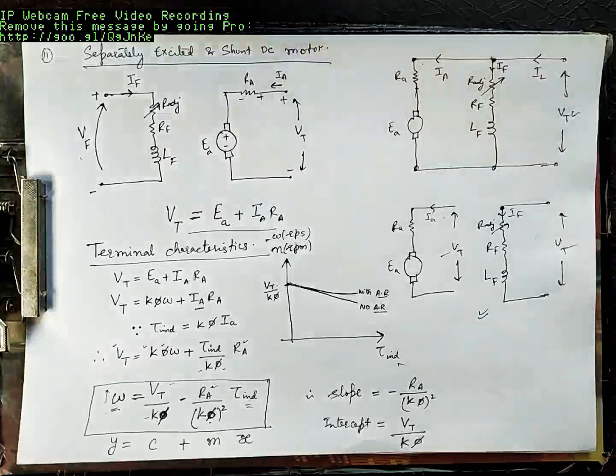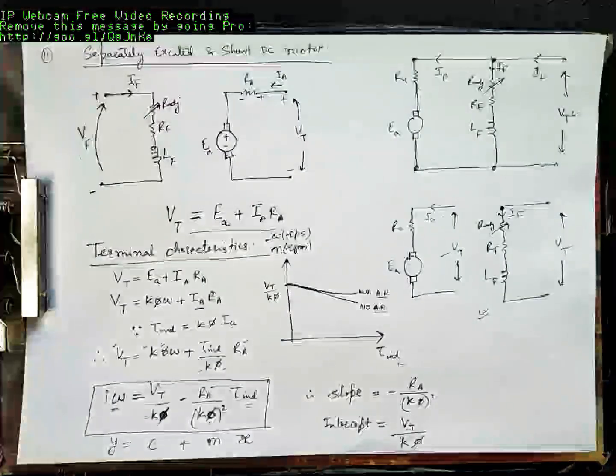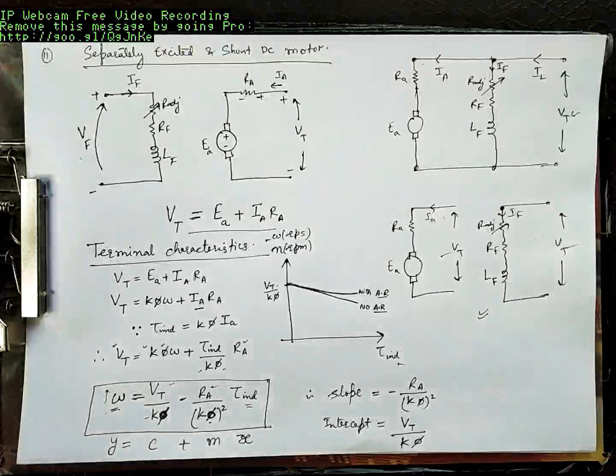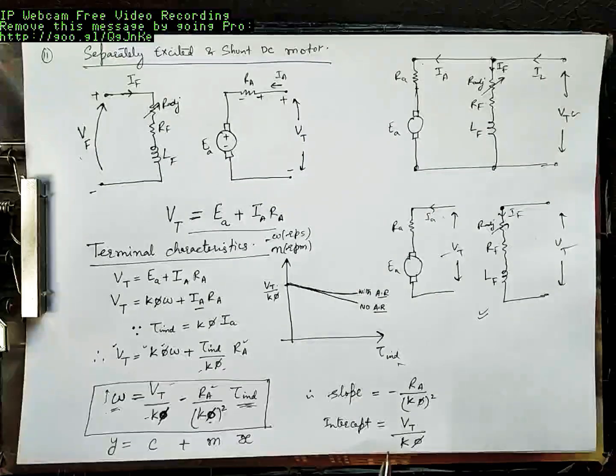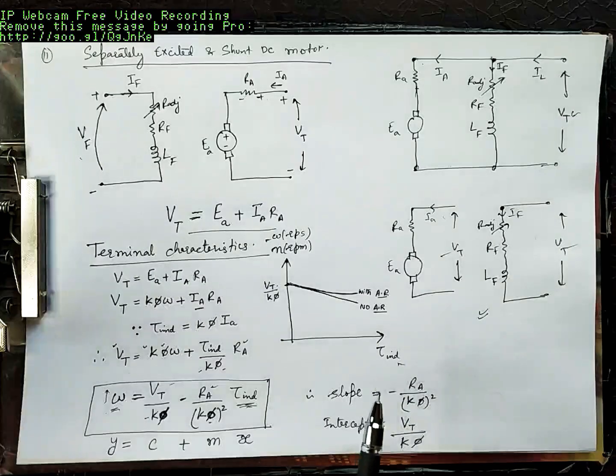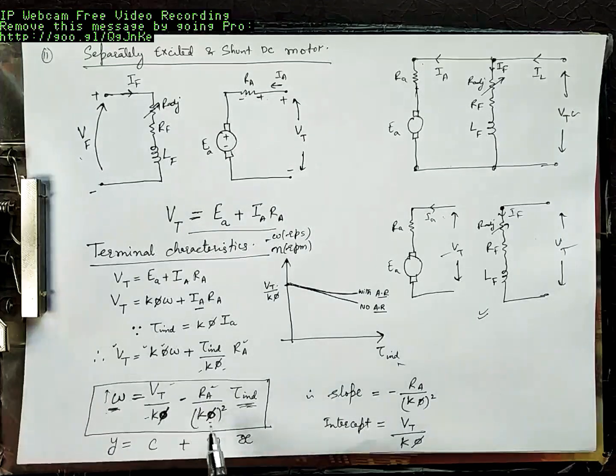So what have we learned till now? As the load torque on the shunt motor increases, induced torque will also increase. Why? Because the two torques have to be equal. Only then can the machine run at a constant speed and attain a steady state condition. As you put more load on the machine, load torque increases, which increases induced torque. Because of the increase in induced torque, omega will decrease because this has a negative slope.